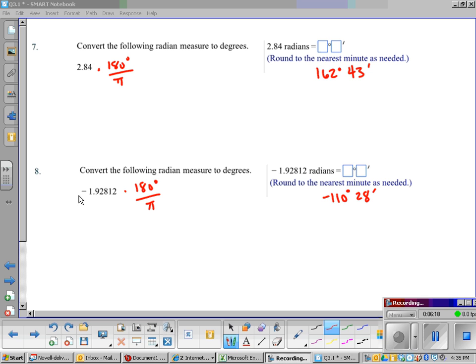Again, notice that since we're only converting, we're not trying to find a coterminal angle. If the angle that they give us is negative, then the angle that we give in degree measure must also be negative.